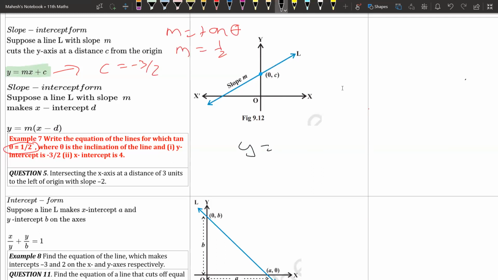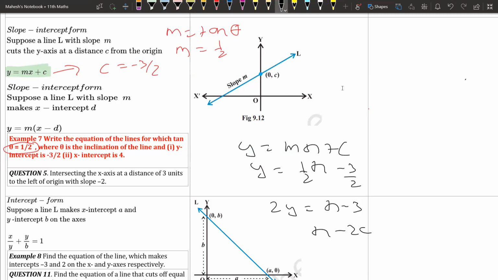So it's very simple now. It is y is equal to mx plus c, replacing m with half, x being x only, and c with -3/2. By taking LCM, it will become 2y is equal to x minus 3. Further, we can write x minus 2y minus 3 is equal to 0.